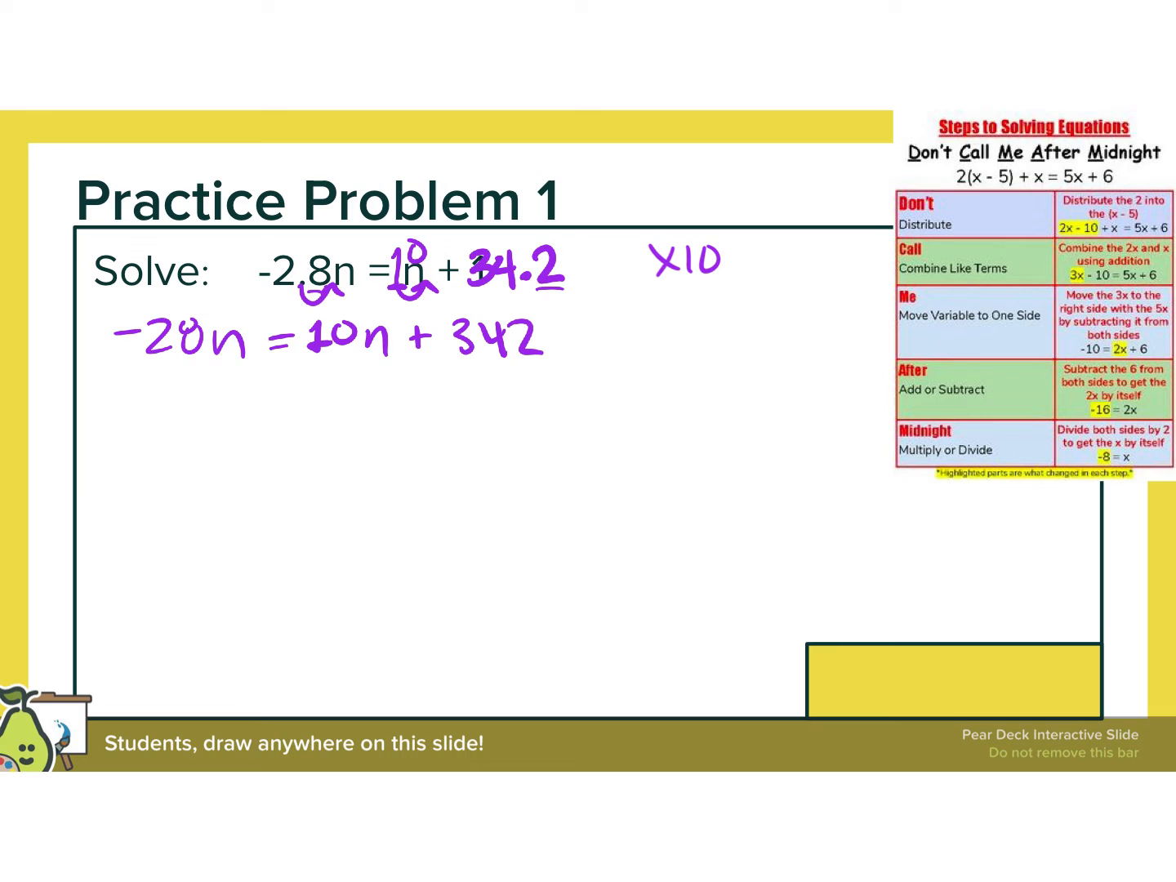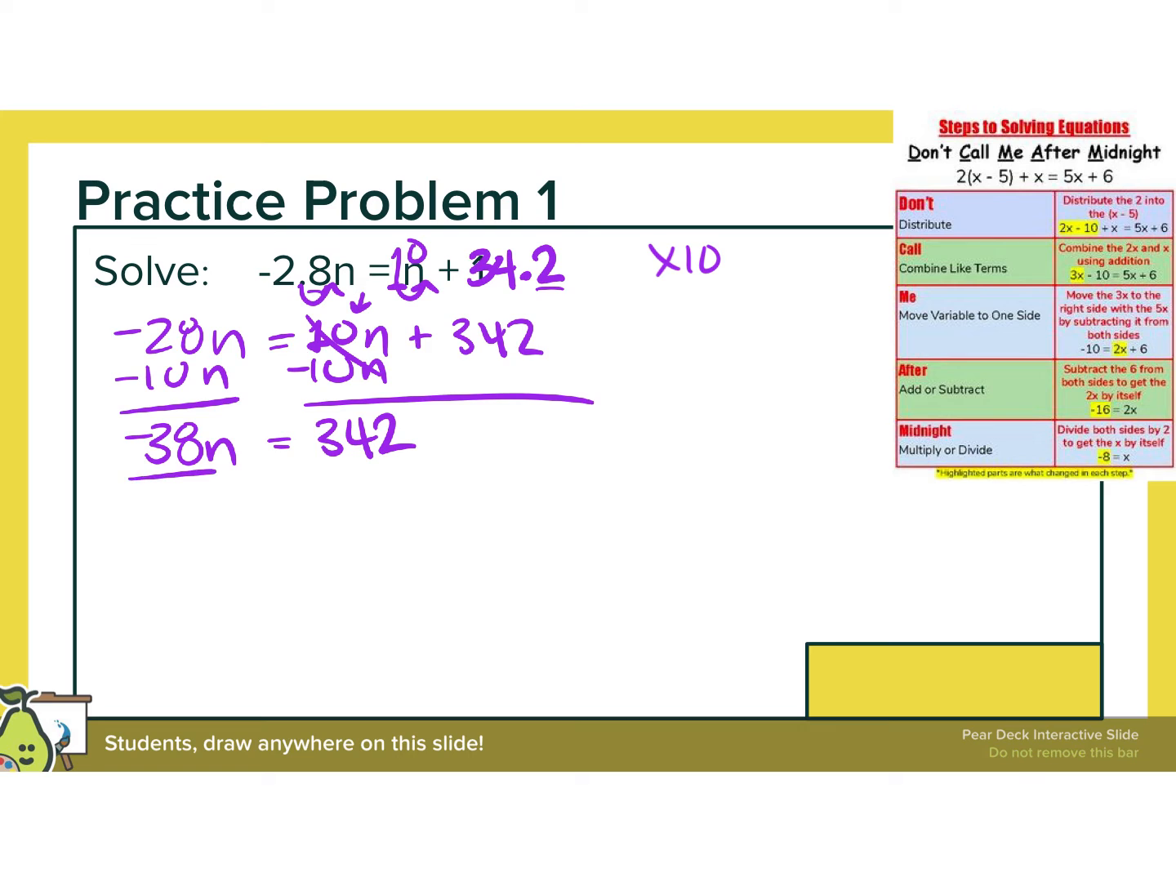I need to get my variables on the same side. I'm going to choose this 10n to get rid of, and I'm going to do that on both sides. That gives me negative 38n equals 342. Now I'm going to isolate the variable. I'm going to divide both sides by negative 38, and you should get n equals negative 9.